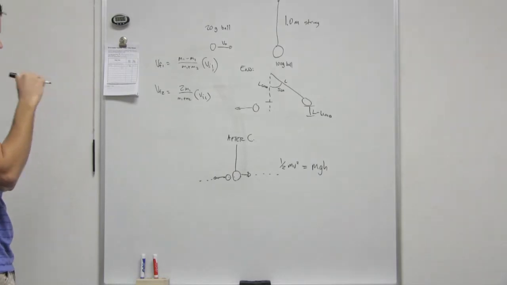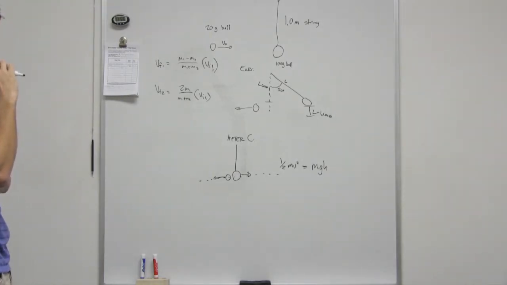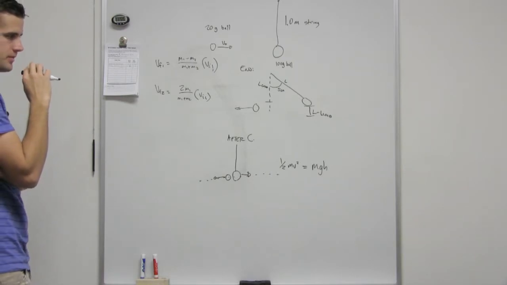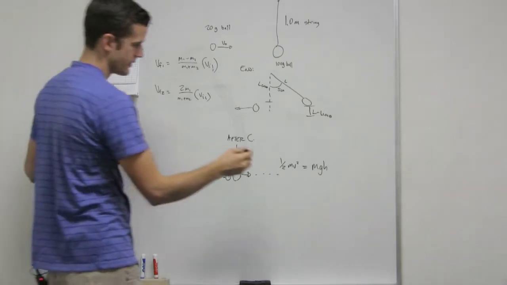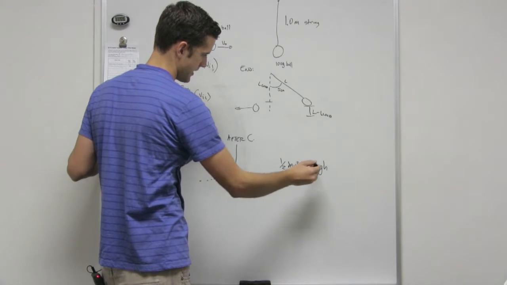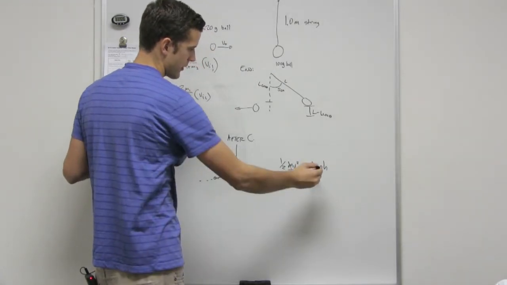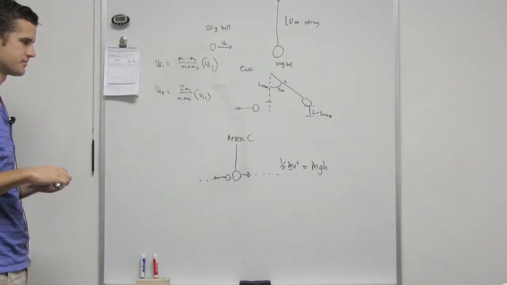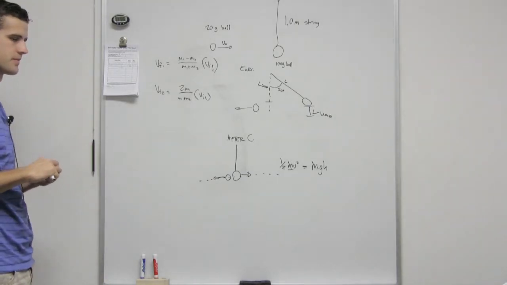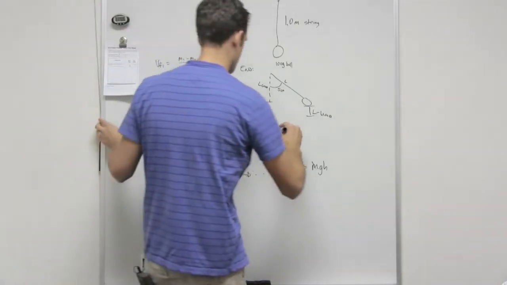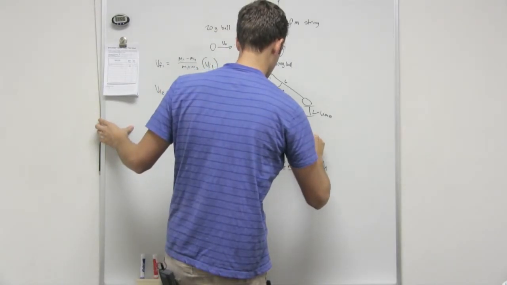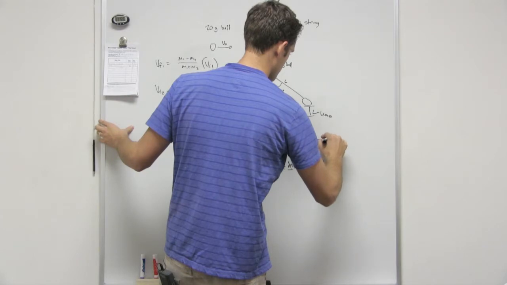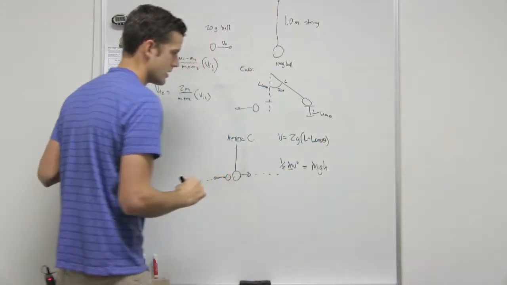Can we solve that equation? Yes, we can solve it for velocity, because we know our mass and it's going to cancel anyway. And we know gravity, and like you said, the height will be L minus L cosine theta. So V equals the square root of 2G times (L minus L cosine theta).